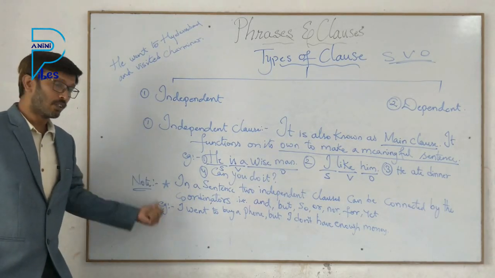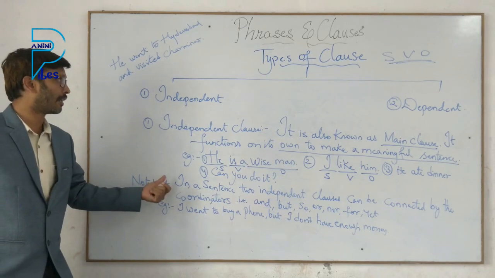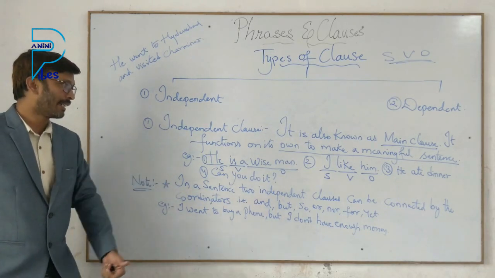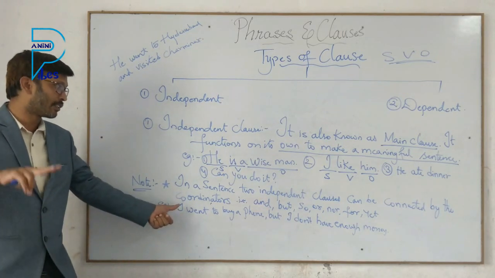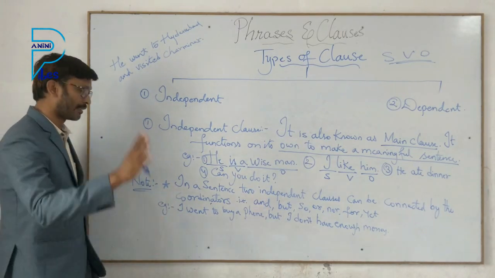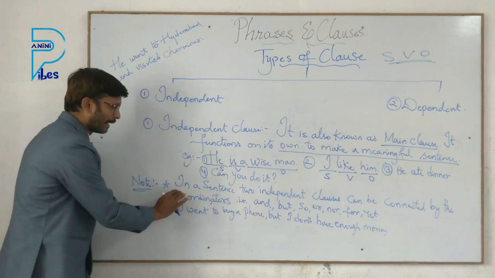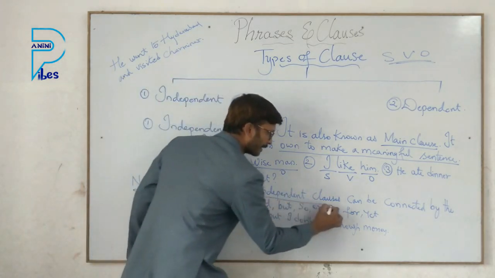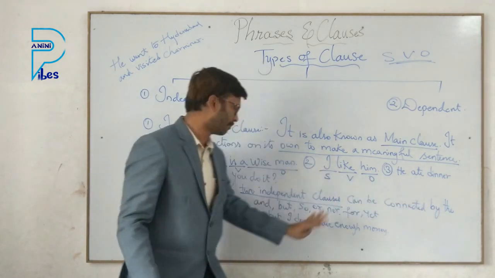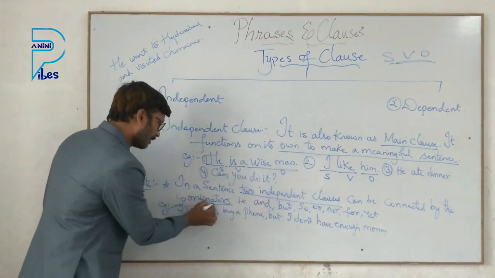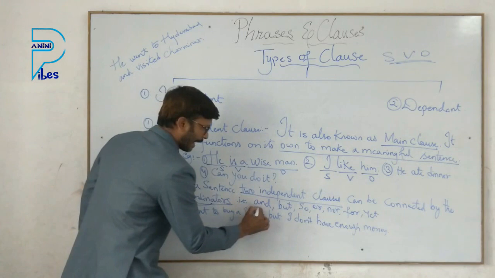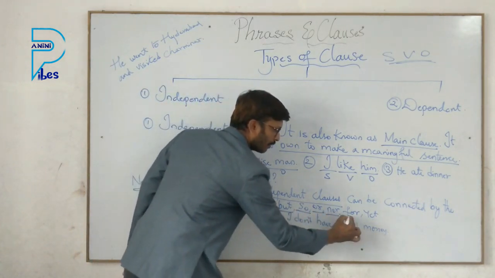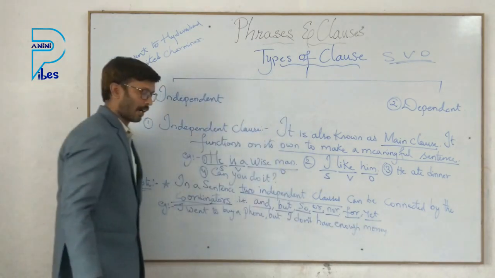There is a small note for this independent clause. Independent clauses can be connected by coordinators to make them into one sentence. Let me read it again. In a sentence, two independent clauses can be connected by coordinators. Coordinators such as and, but, so, or, nor, for, yet, etc.